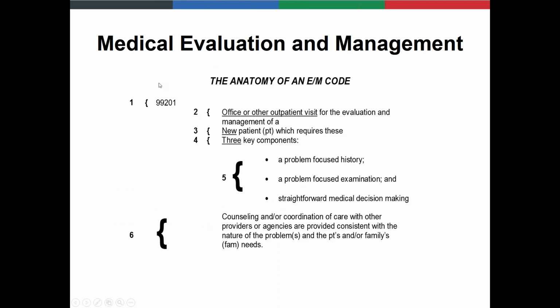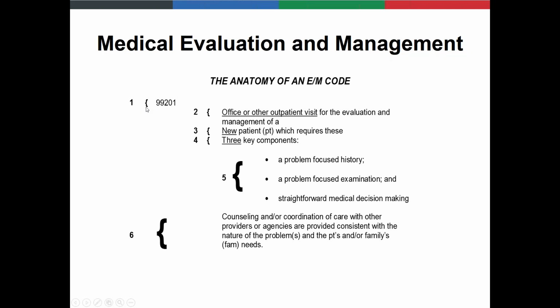So the anatomy of an E&M code: 99201 is an E&M code. It is a low-level new patient evaluation, or new patient office visit. The codes are numbered in sequence for outpatient office visits for new patients: 99201 through 99205. For established patients, outpatient E&M codes are 99211 through 99215. The difference is in that fourth digit. The 0 is the indicator that you're dealing with a new patient, and the 1 is indicative of an established patient.